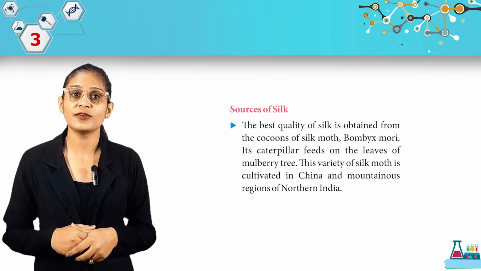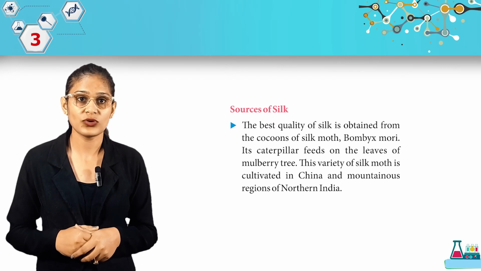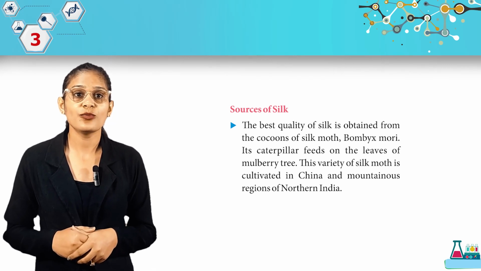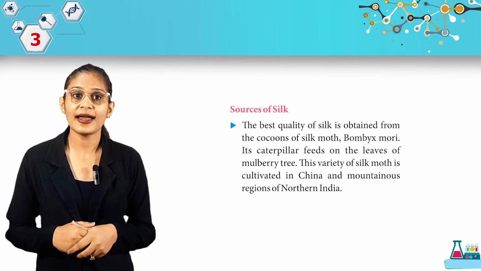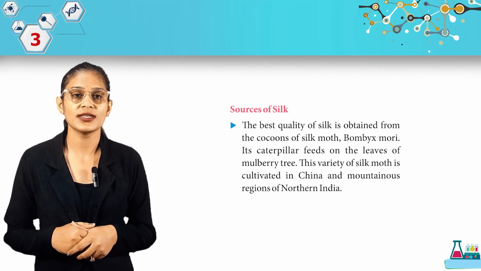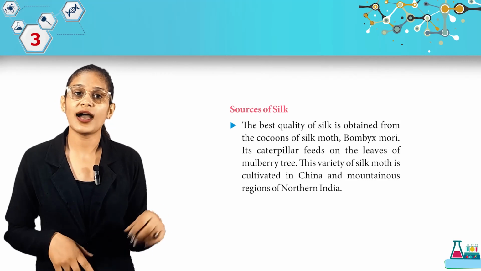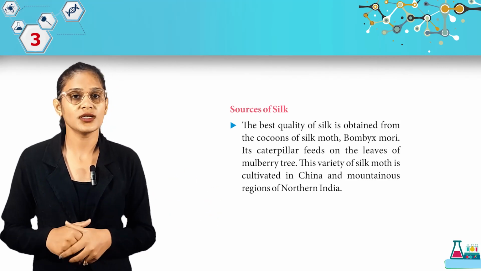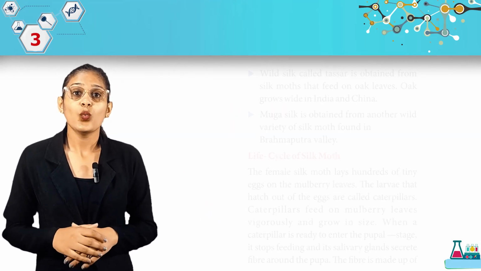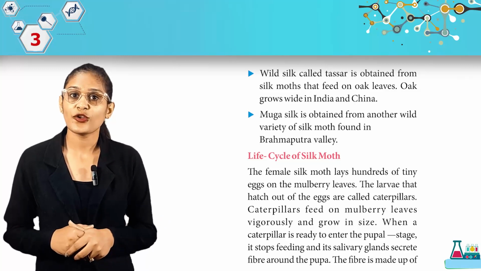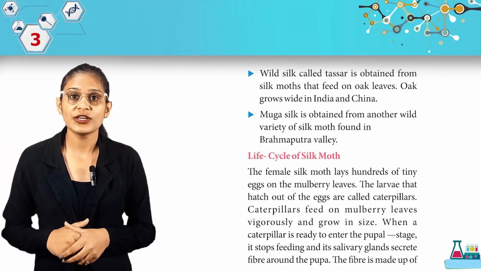Its caterpillar feeds on the leaves of mulberry tree. This variety of silk moth is cultivated in China and mountainous regions of northern India. So students, ये best quality की silk produce करते हैं और ये कहाँ पे मिलती है? China and northern India.